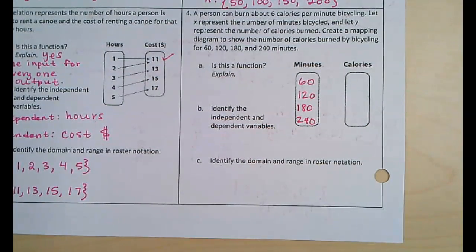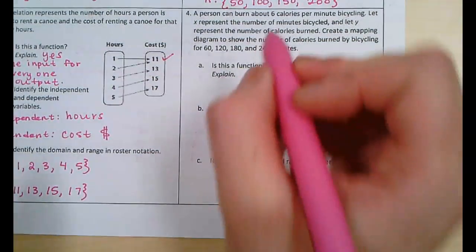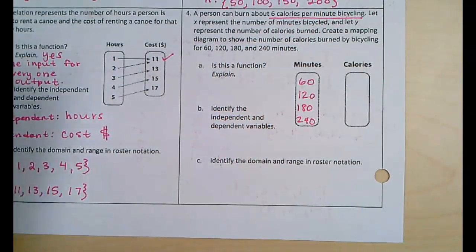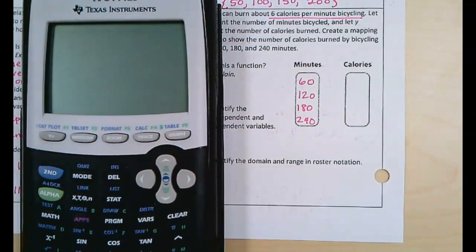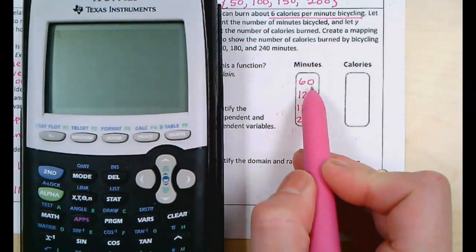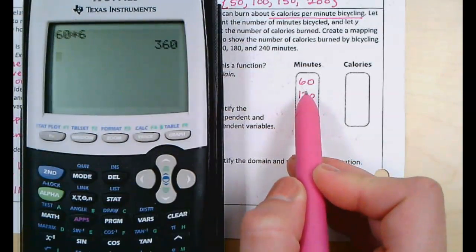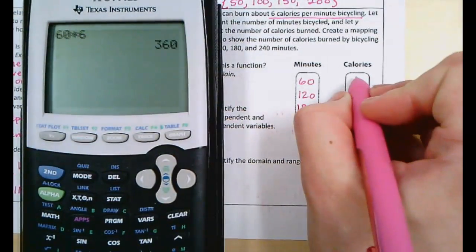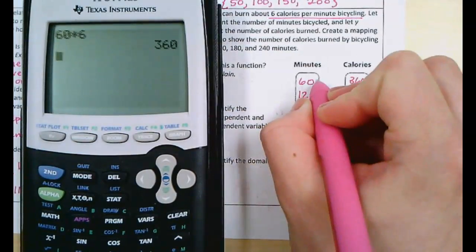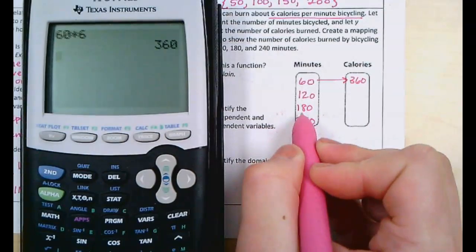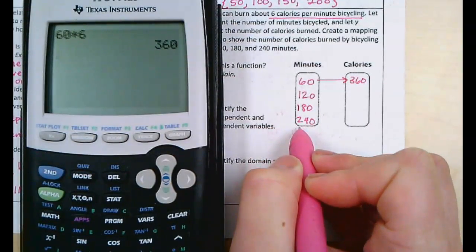So it tells me in the problem that you can burn about 6 calories per 1 minute bicycling. So I'm going to take my calculator, and if I'm bicycling for 60 minutes, that means I'm burning 360 calories. And there's the beginning of my mapping. Do the same with 120, 180, and 240.